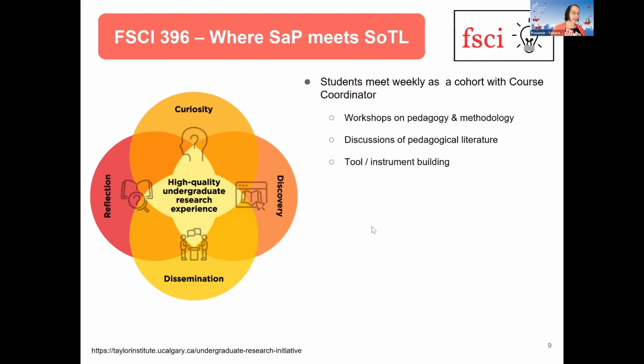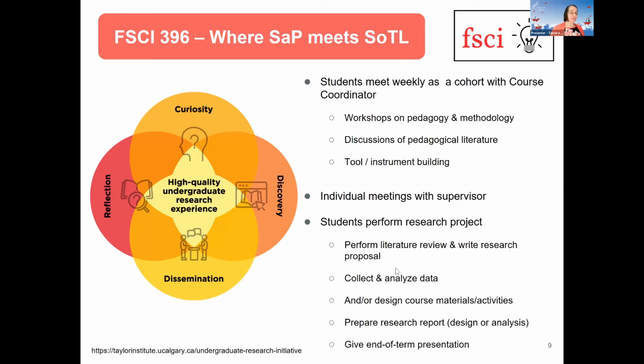We also have some outside experts come in, and we have workshops on pedagogy and methodology. So remember that the students taking this course are BSc students, and for most of them, their knowledge of pedagogy is from being on the student side of the equation. And we have discussions on the pedagogical literature and journal clubs. Sometimes we spend a meeting working on tools in a collaborative fashion. There are individual meetings of students with the faculty and staff supervisors who may be involved with their particular project.